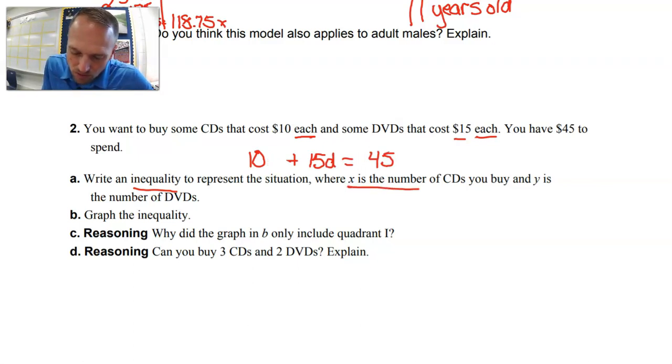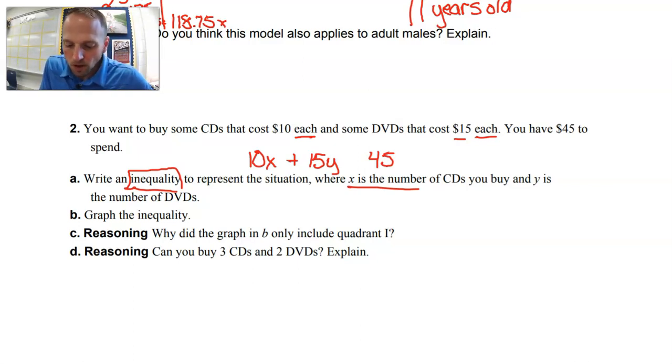So maybe what I should do is come up and write an X instead of a C, and Y is the number of DVDs. Okay? The last thing that we need to finish this up for letter A is to write this as an inequality. Okay? So here, that means I don't have an equal sign.